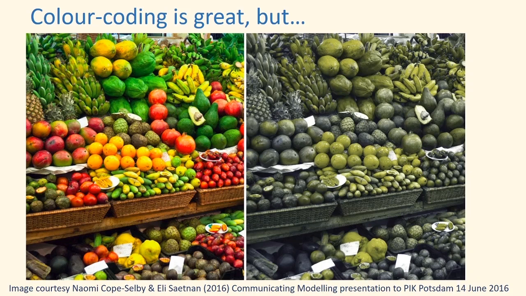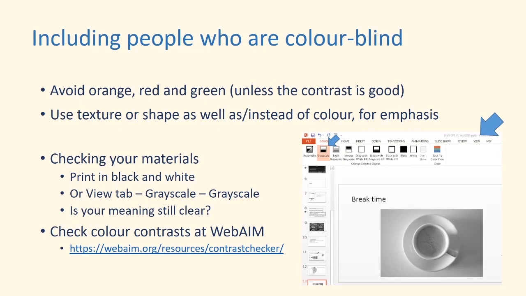Represent meaning in multiple ways if you can. This is one of the principles of universal design for learning. I'll include a link at the end for you to find out more about UDL. In addition, the Web Accessibility Guidelines ask us to ensure that colour is never used as the only way to convey information. To include people with colour blindness, you might avoid orange, red and green and use other ways to signal meaning. You can also check that your meaning will come across by printing in black and white, or by seeing whether the colours you use have sufficient contrast by using the WebAIM site, as mentioned earlier.